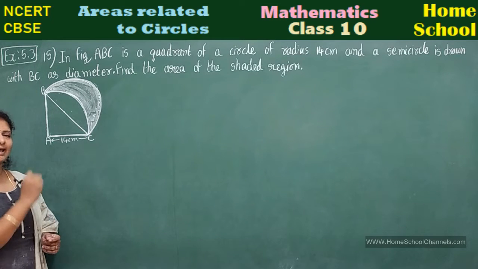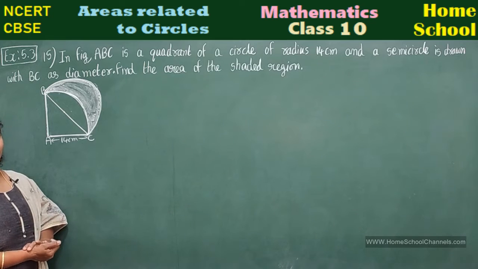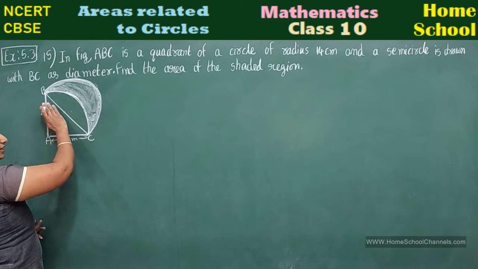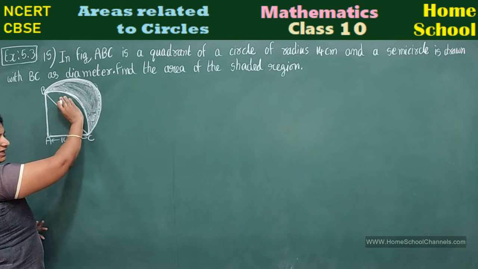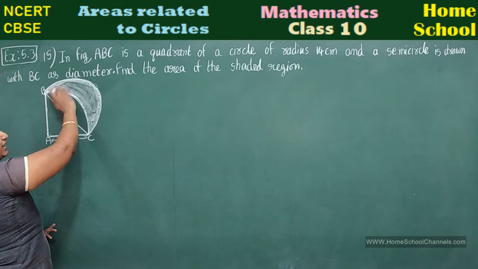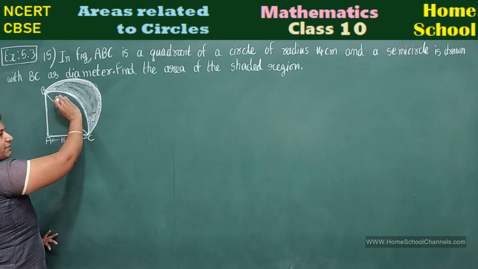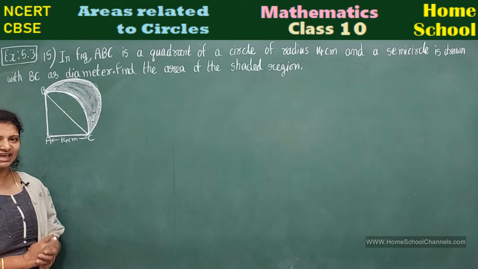So, how can I calculate the shaded region area? Observe the figure carefully. See, in the quadrant, if you remove this triangle area, you are going to get this segment area. Right? Now find the area of the semicircle. From the semicircle area, subtract the segment area. We are going to get the shaded region area.